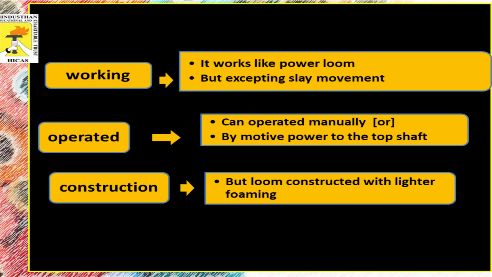Next, Hattersley loom. Next, the working process of Hattersley loom is it works like a power loom, but the sleigh movement is different from the power loom, and it is operated manually. It can be operated manually or by motive power to the top shaft, and it is constructed with a lighter framing.